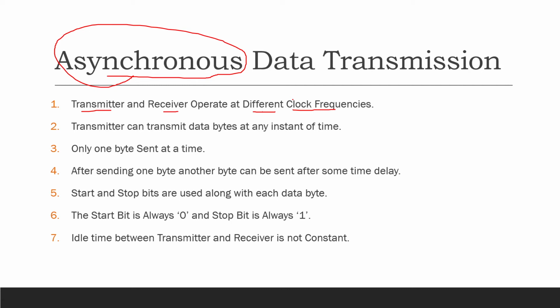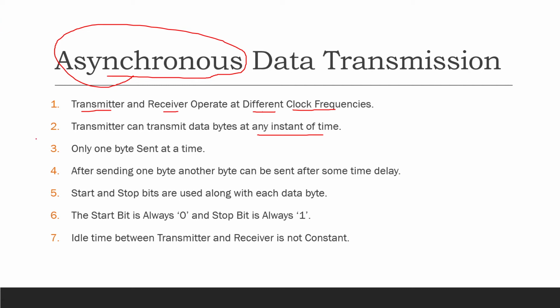As per second statement is concerned, transmitter can transmit data bytes at any instant of time. Means there is no fixed slot given to the transmitter that at this particular time transmitter can transmit something. But when data is ready at the transmitter end, it can transmit. That's why it is written in the second statement that it can transmit at any instant of time.